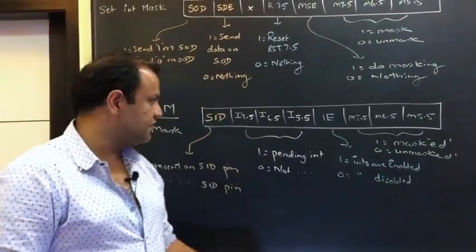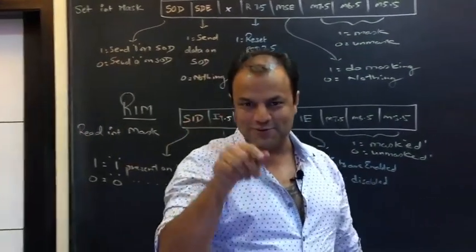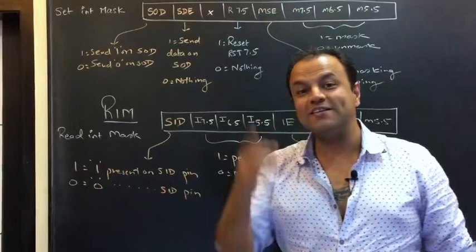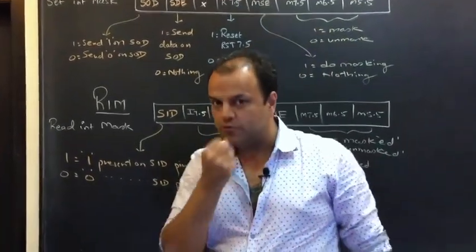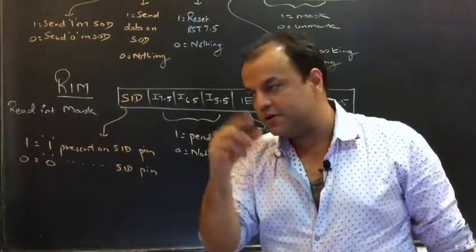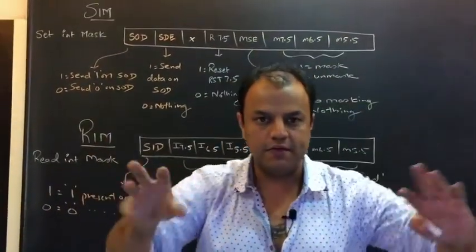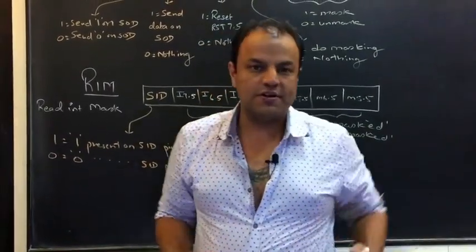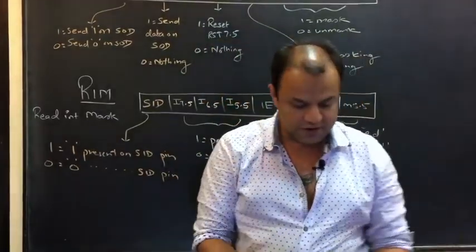It will tell you whether interrupts are enabled or not. It will tell you which interrupts are pending. If you remember, I had explained to you what a pending interrupt is. And finally, it will tell you what is there on the SID pin. On the SOD pin, you send data. On the SID pin, you read data. So whether the pin contains a 0 or a 1, that information is obtained over here. SIM is a command that we give to enforce action. RIM is a command that we give to read what is going on in the system. I'm going to be explaining both of them to you along with how to use SIM and RIM.